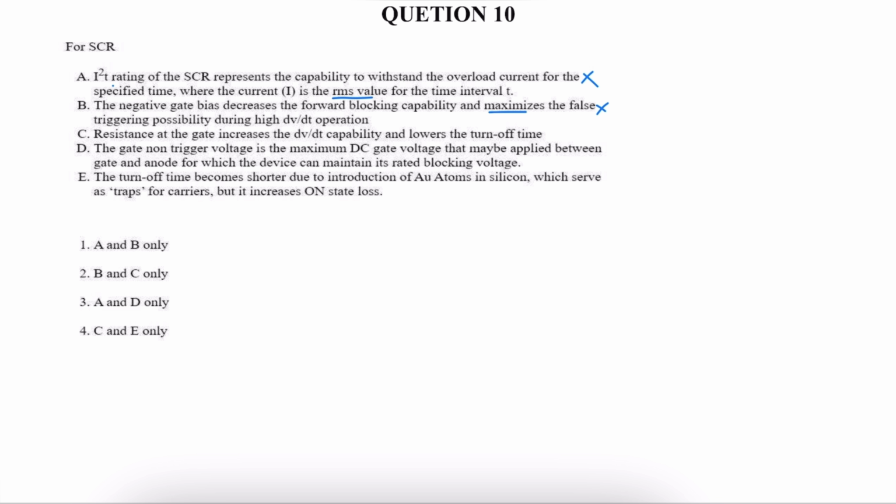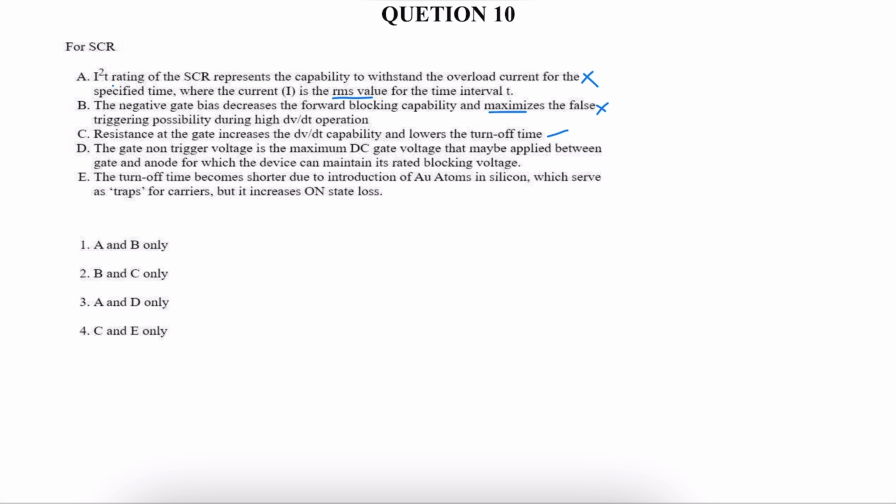Resistance at the gate of SCR increases its dV by dt capability. Increasing the resistance at the gate of SCR increases the turn on time, thereby reducing the turn off time. Statement C is correct.